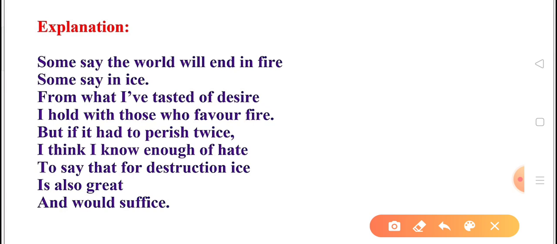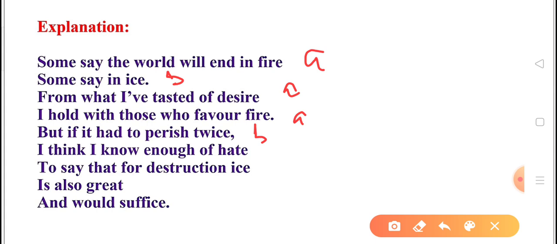So the first line ends in the word fire, so let's label it as A. Next one is ice, new sound, new letter, so we'll put B over here. Next one is desire. So fire and desire rhyme with each other, so over here we'll repeat the letter A. Next one is fire again, A, because it is getting repeated. Next one is twice. So ice and twice rhyme, so whatever letter we denote with ice, we have to denote twice also with the same letter.